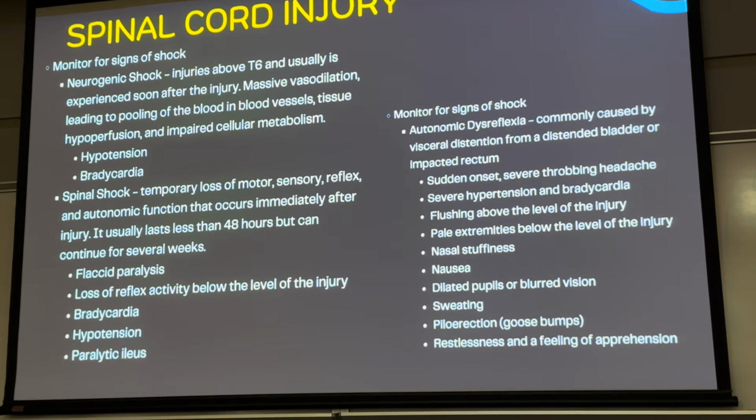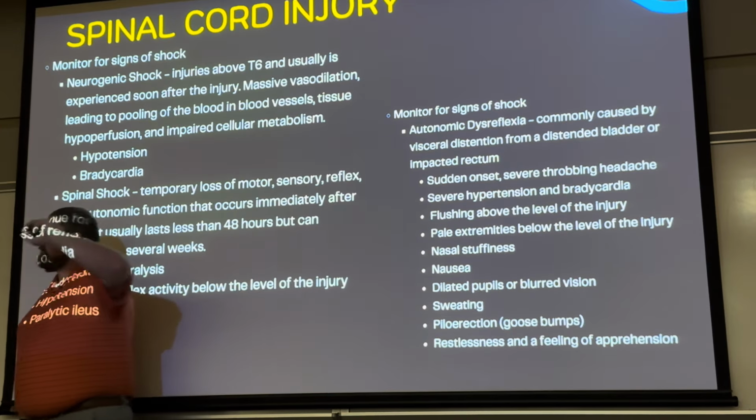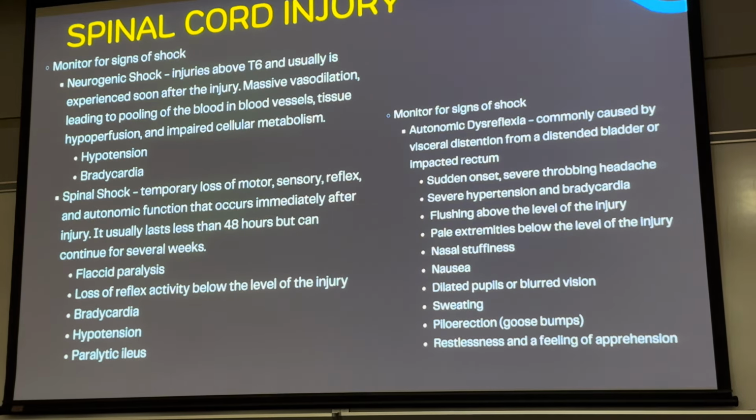Other things we're going to monitor for in our spinal cord injuries, besides symptoms of shock. This is a big one. Remember our autonomic dysreflexia? What are we going to see with our autonomic dysreflexia? Severe hypertension. All the bullet points are listed right here. So, yep, severe hypertension. What else? Nasal stuffiness. Blurred vision, poor vision, sweating, goosebumps, restlessness, severe pounding, throbbing headache. Okay.